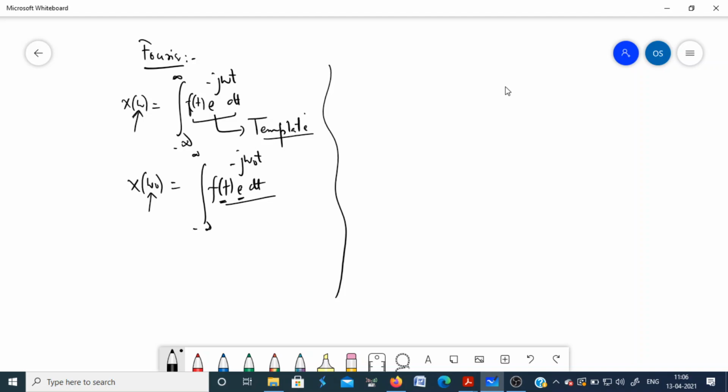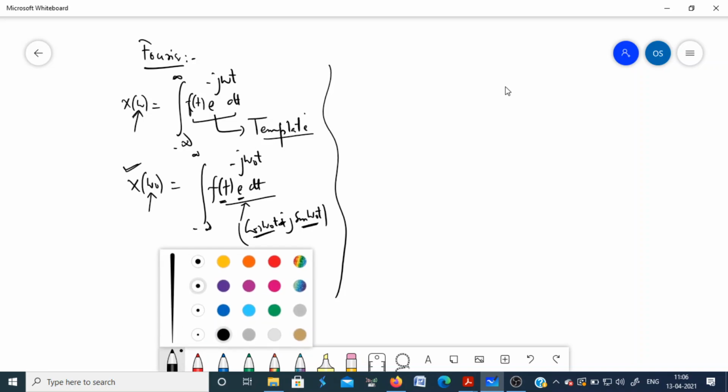Or in general you can say that e raised to power j omega t consists of cos omega naught t and j sine omega naught t. So in the Fourier transform, we are basically comparing a function with sine and cosine functions for different values of frequency which are continuous. For each frequency, you are multiplying the function with the sine and cosine function, and then integrating it. You are seeing what the correlation is. That is given by the Fourier transform. It is a degree of similarity, nothing else.